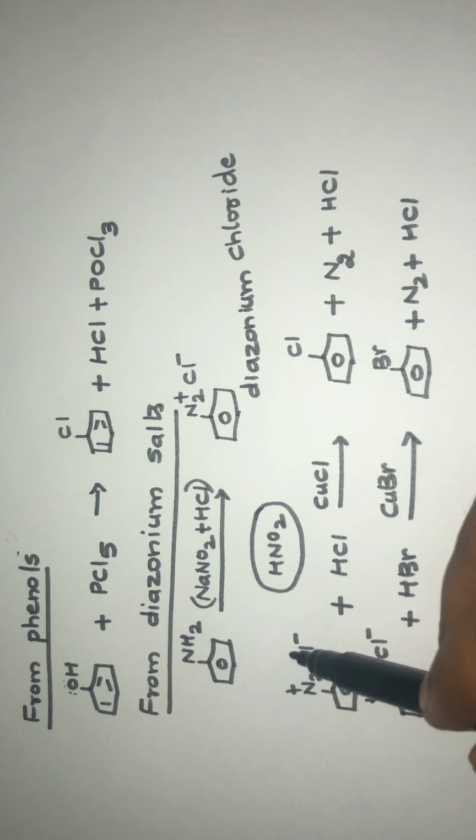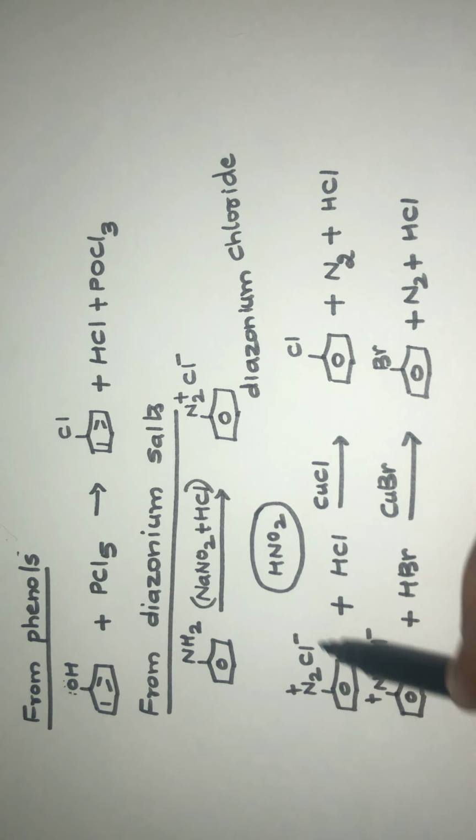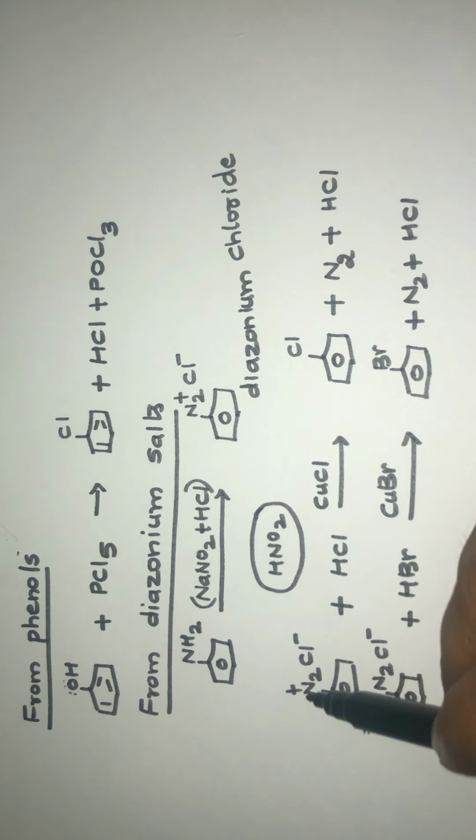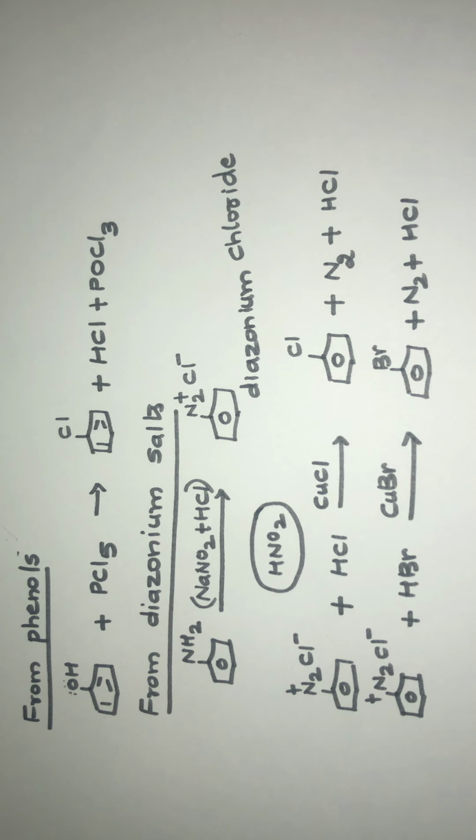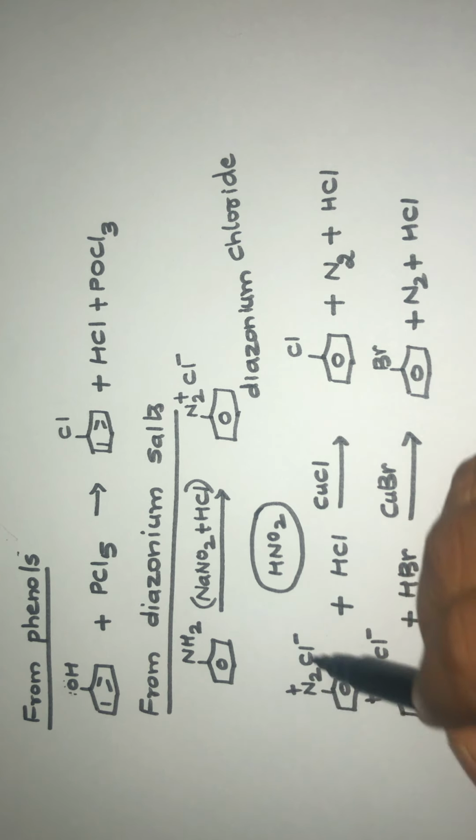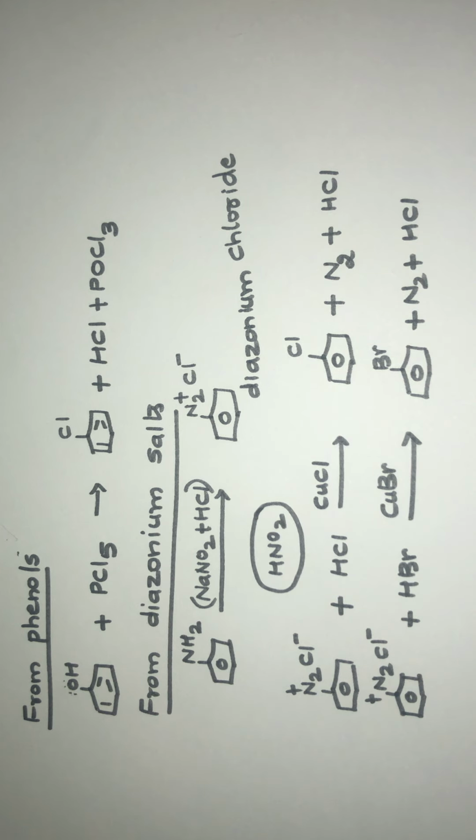So simple nucleophilic substitution of this diazonium group results in the formation of the corresponding haloarenes. Aryl chlorides and bromides are obtained by treating this diazonium salt solution with cuprous chloride or bromide in corresponding halogen acids.